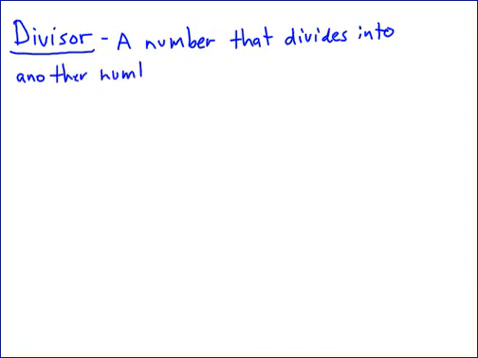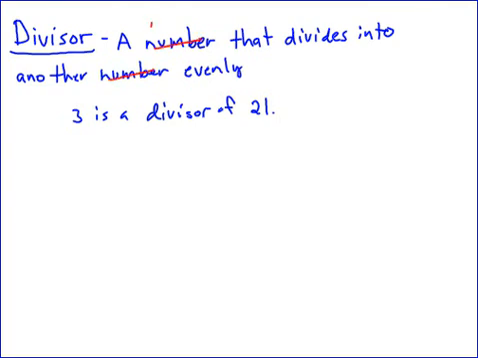For instance, 3 is a divisor of 21 because 3 divides evenly into 21. So we call that a divisor. And maybe a better way to say it is a number that divides into another number evenly. It might even be better to replace a number in both of these with the word integer, which hopefully we're all familiar with. Okay, an integer that divides into another integer evenly.